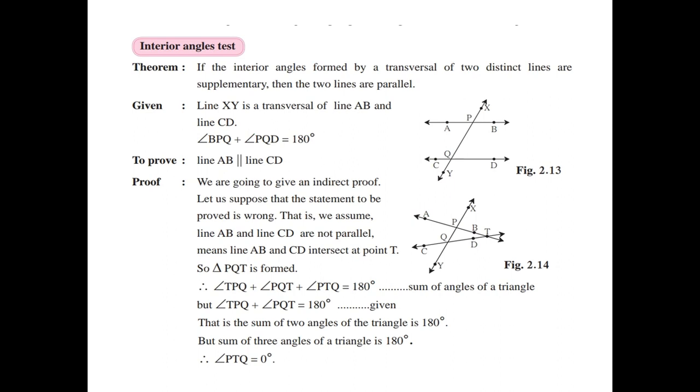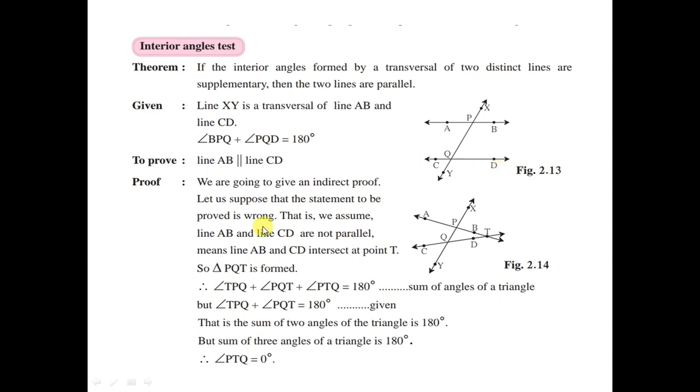Okay, so line XY is a transversal of line AB and line CD. Angle BPQ plus angle PQD equals 180 degrees. We are taking only one pair, because if we prove one pair to be supplementary, the other automatically becomes supplementary. So line AB is parallel to line CD.